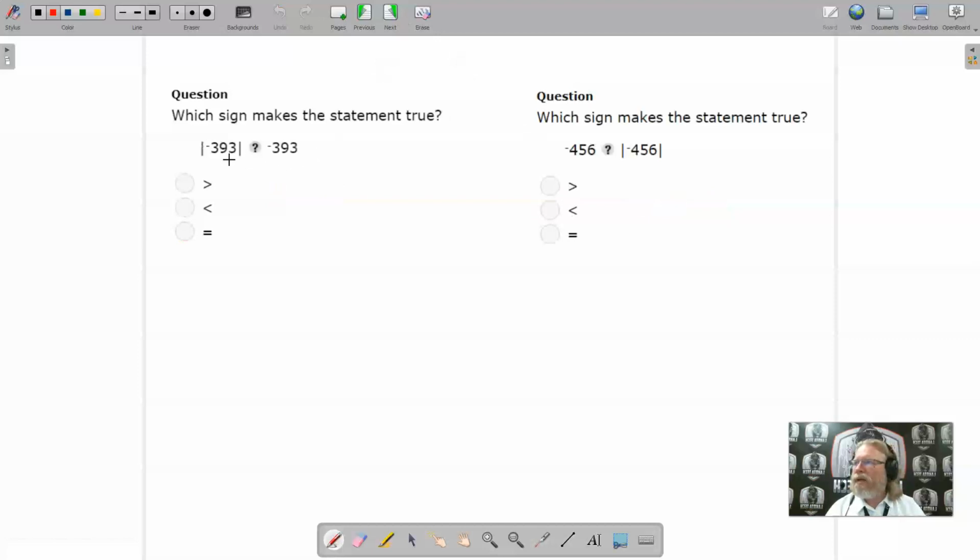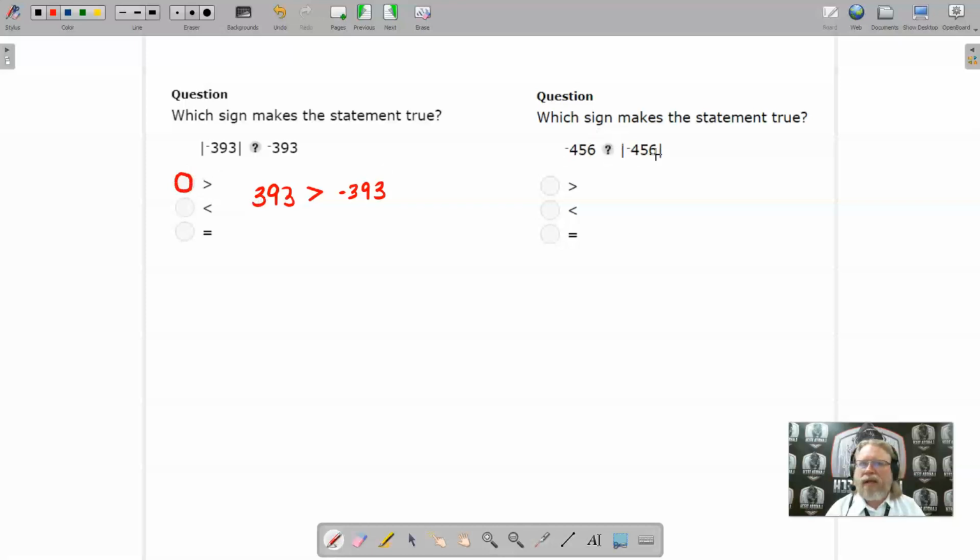On our next question here, again, it looks like we have two identical numbers. However, the first is inside of an absolute value symbol. So the absolute value of negative 393 is going to be positive 393. And that's going to be greater than the negative 393, because positive numbers are always greater than negative numbers. So we want greater than.